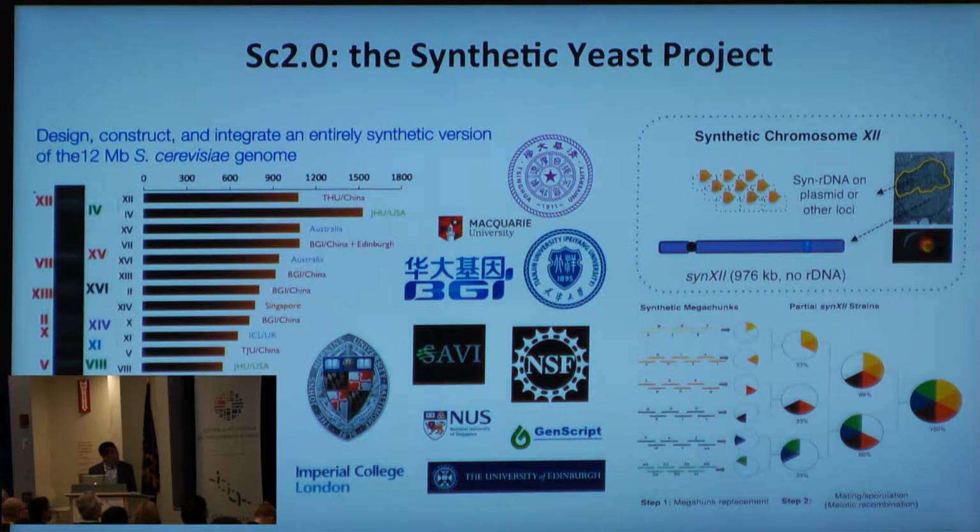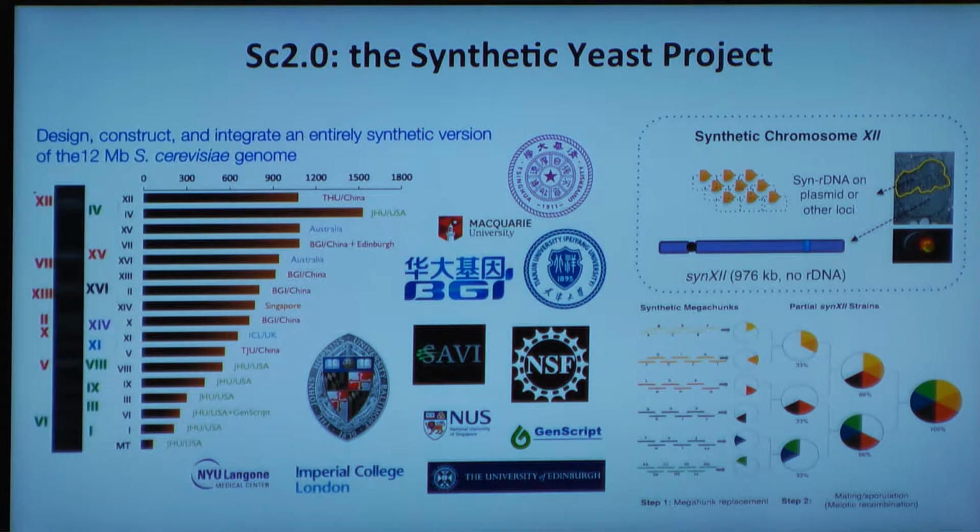As we all know, the synthetic yeast project is an international collaboration project. Within the project, my group is working on one of the chromosomes, chromosome 12, and we synthesized it by different strategies, and eventually published this year. So the next question is, now we have that yeast strain with a synthetic chromosome. What can we do with it?